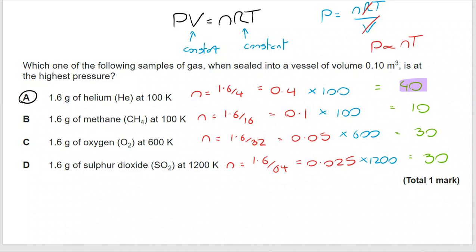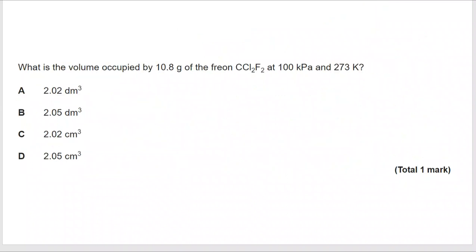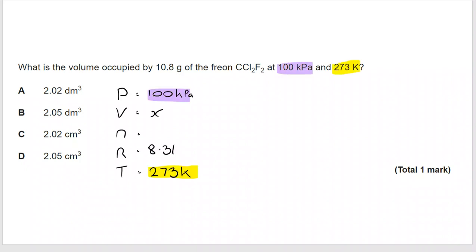On to the next question. And once again, this is ideal gas. These are always a lot of work for very little reward because it is 1 mark you're going to get at the end. But let's start by writing out the different bits that we know. You can see that we're missing V and we're missing n, but we can work out n. We've got a mass of Freon and we can work out its Mr. 10.8 over 121, we have 0.089 moles.